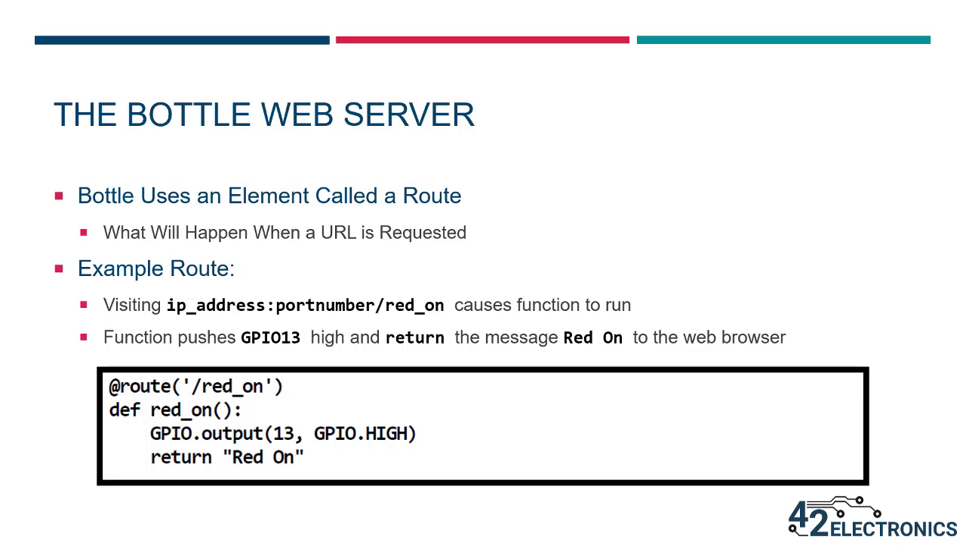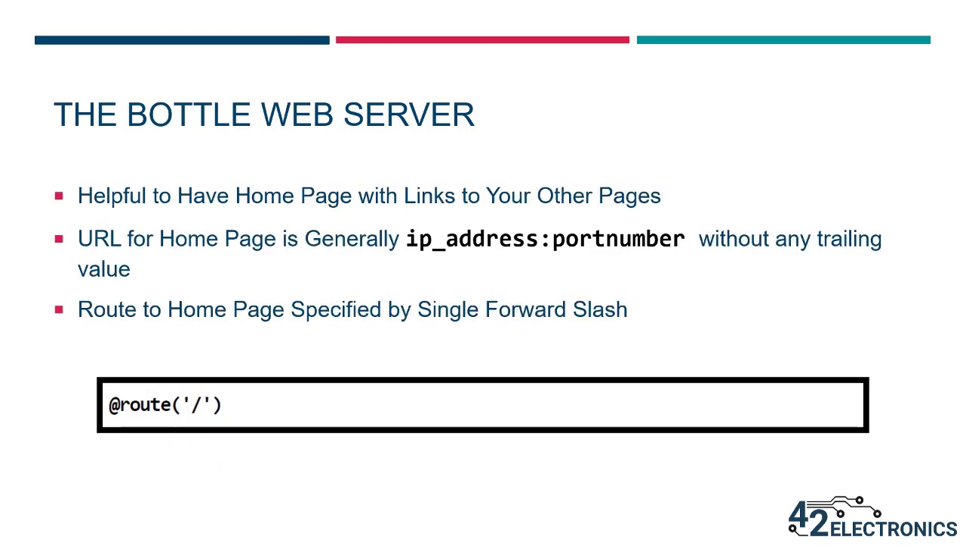It's always helpful to have a home page with links to your other pages. That way you can add new clickable links to the home page and not have to remember the direct URL for every page that you've programmed into your web server. The URL for a home page is generally just the IP address and the port number, like you see here, without any trailing value. So the route for this page can be simplified by a single /, like in the code example you see down there at the bottom.